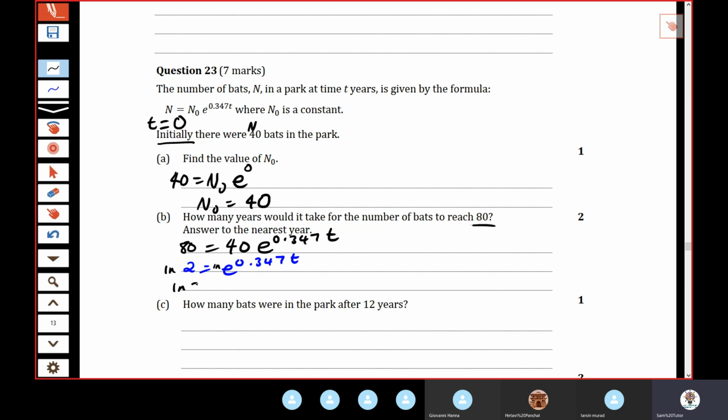So you're left with log 2. Now, log of a power, you can bring the power down. And then log e will just cancel out. And then you're up to this stage. You just want to find t. Therefore, t equals log 2 over.